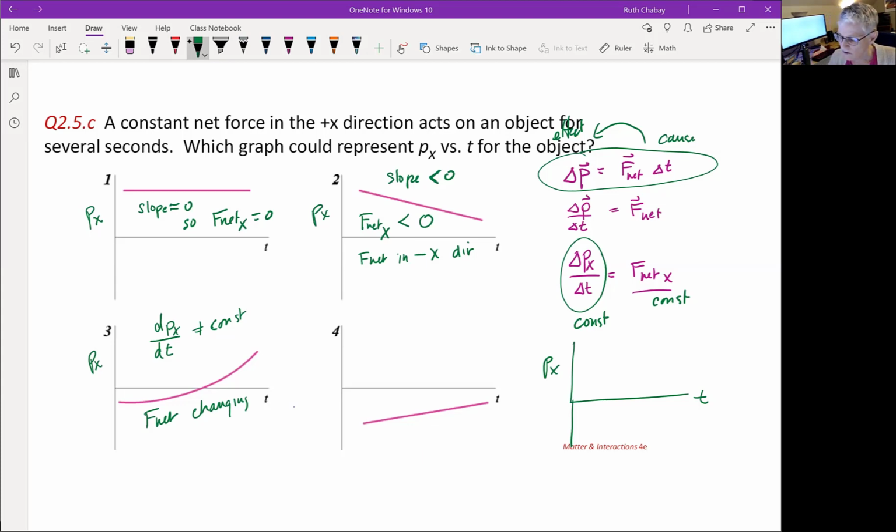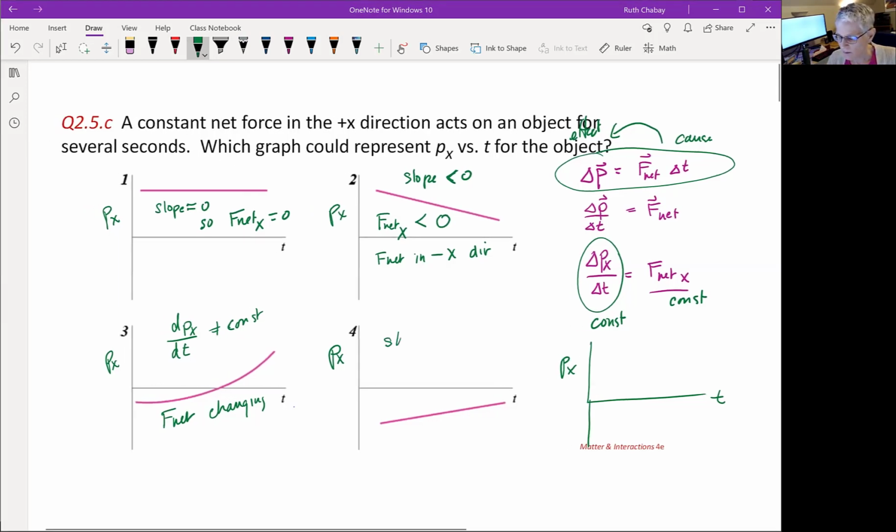So here is the only graph, px versus t, where the slope is a positive number and it's constant. So here the slope is greater than 0. So this tells us F net x is greater than 0. It's positive. And the slope is constant, so F net x is constant.